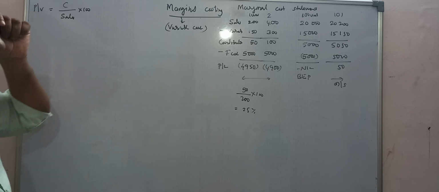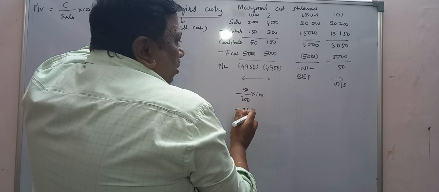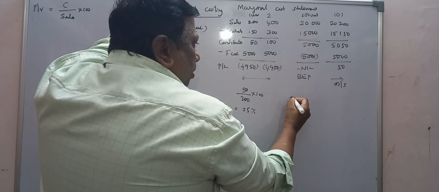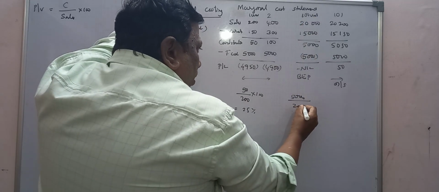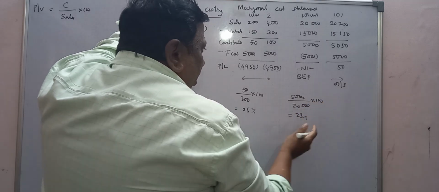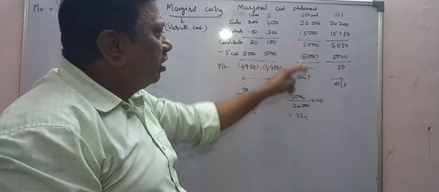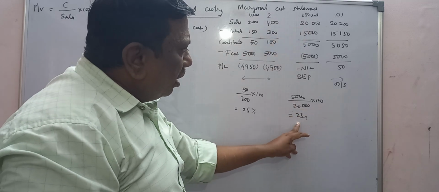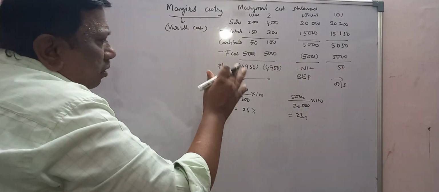Here I am showing this level also. If my contribution is 5,000 at this level, where I am able to produce 100 units, 5,000 divided by 20,000 into 100%, I get the same. We can calculate at any different level. So contribution divided by sales. Contribution 5,000 divided by sales 20,000, into 100. I am getting the same 25% at any level of activity. We can prove it.